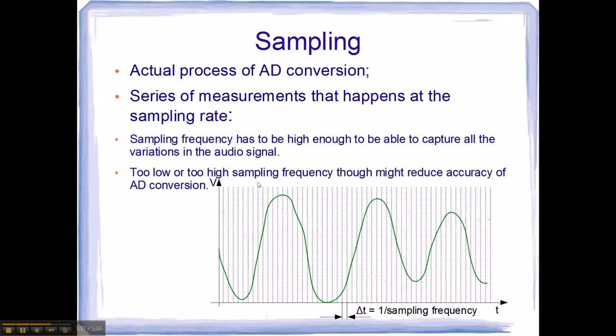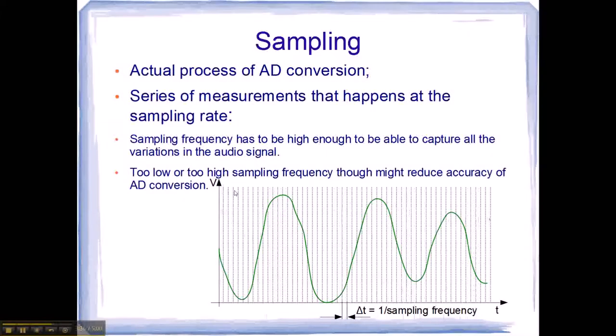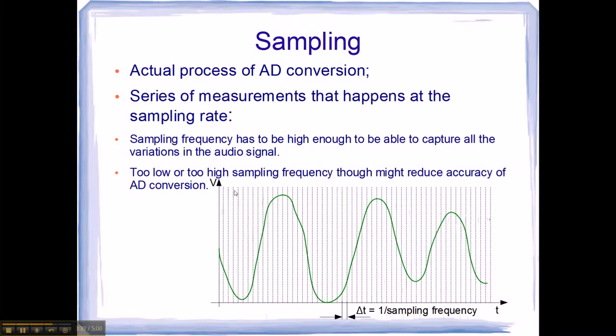But it's also worth mentioning that too low or too high a sampling frequency might actually reduce the accuracy of AD conversion. If it's too low, then all the high frequency variation won't be visible. For example, here, if we had a lot of high frequency variation within one period, we wouldn't be able to see it in the digital domain later. And too high a frequency runs into the limitations of hardware, so you will get a lot of noise.